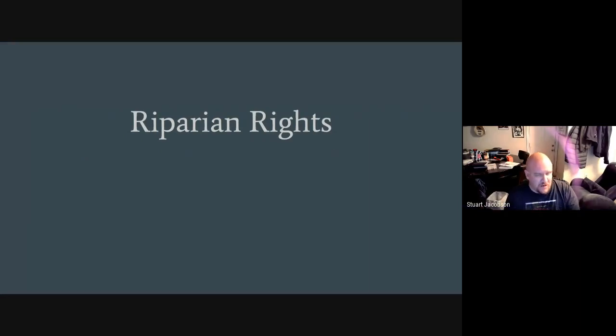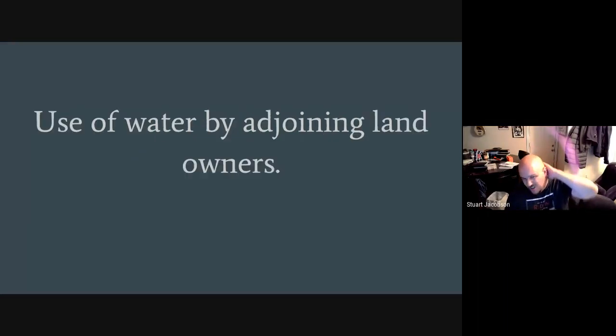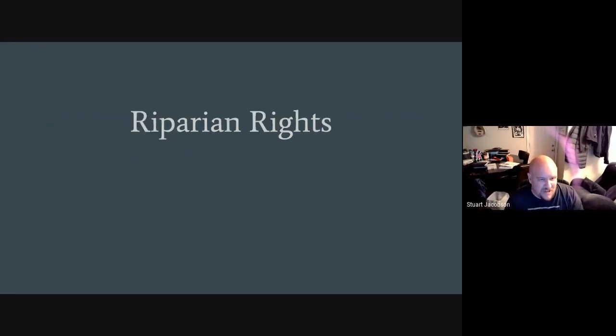Riparian rights. So we talked about what our littoral rights were, which was our tide waters, large bodies of water. Riparian rights are uses of water by adjoining landowners for rivers and streams. Honestly, I don't like the wording of that, but rivers or streams have to be in there. Riparian rights, navigable waterway, they sometimes refer to it as too. So you'll see rivers, streams, or navigable waterways.